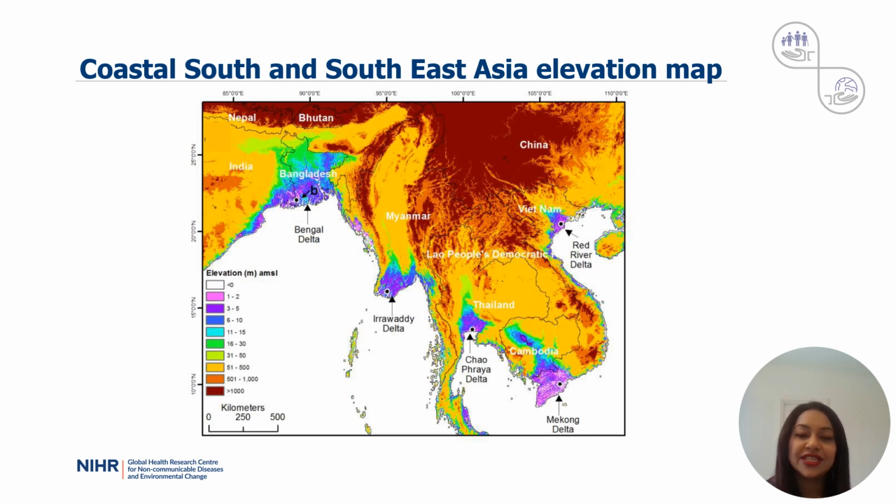If we look at the elevation map of South and Southeast Asia, you will see that many of these deltaic regions are just a few meters above sea level. In the map, you can see that the Bengal Delta is deep purple. Also, the Irrawaddy Delta and the Mekong Delta are just 1 to 2 or 3 to 5 meters above sea level. These low-lying areas are particularly vulnerable to the impacts of tropical cyclone-induced storm surges, which bring in the salt water from the sea to the land.